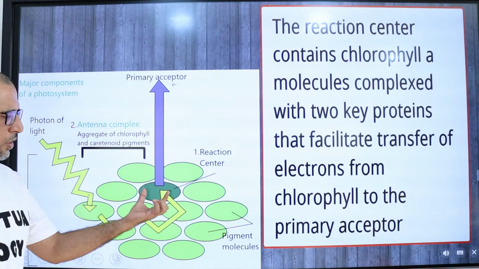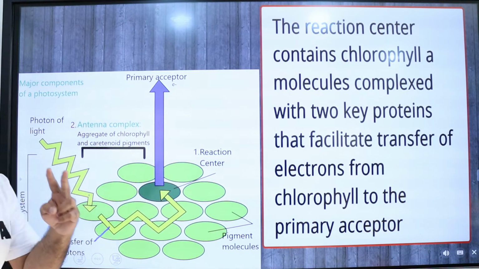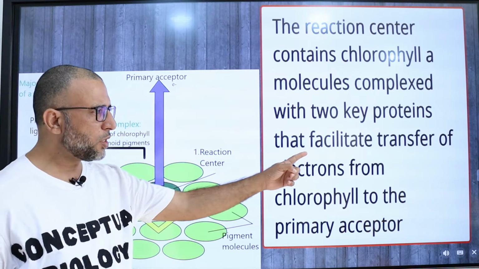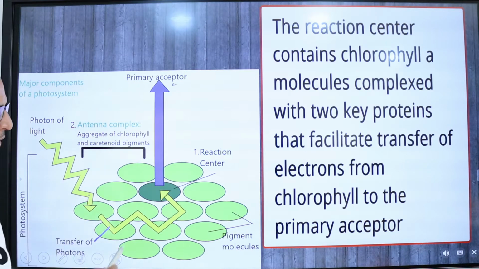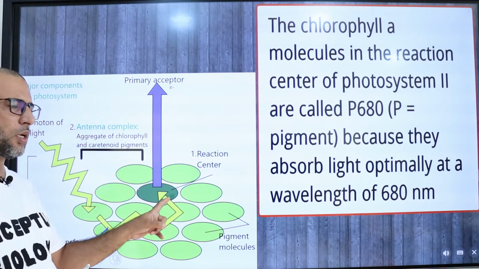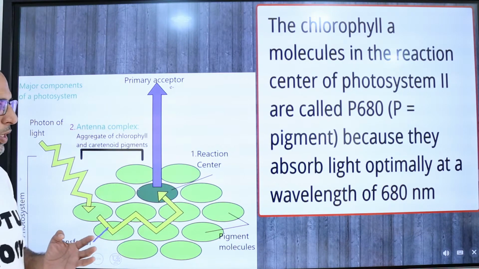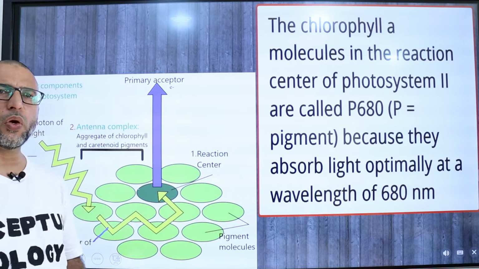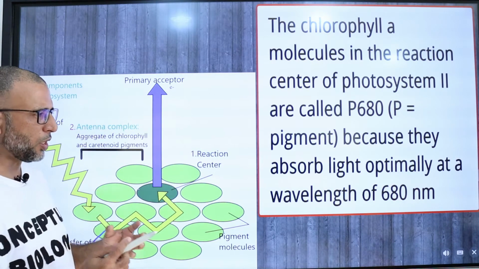The reaction center contains chlorophyll A molecules with two key proteins that facilitate the transfer of electrons from chlorophyll to the primary acceptor. Chlorophyll A molecules in the reaction center of photosystem 2 are called P680. P stands for pigment because they absorb light at a wavelength of 680 nanometer.